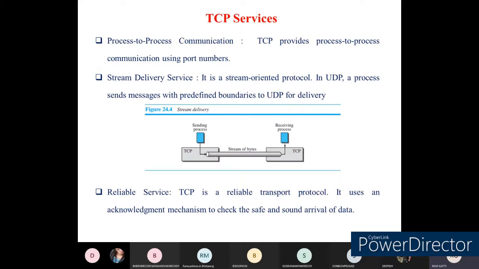Okay, so let us try to understand what services the TCP layer protocol provides us for data transmission from source to destination in the transport layer. The first service TCP provides is process to process communication. As we discussed, there are different varieties of communication from source to destination, and one of them is process to process communication. Can anybody tell me what you mean by process to process communication?